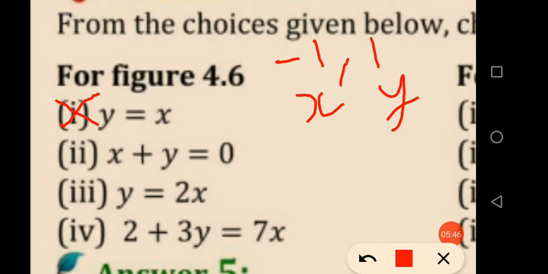Let's substitute in this. If we substitute here, we get minus 1 plus 1 equal to 0. Okay, this one is correct. So one possible answer is this. Okay, let's see here. If you put 1 is equal to 2 multiplied by minus 1, again it is a false statement, so it cannot be our answer.